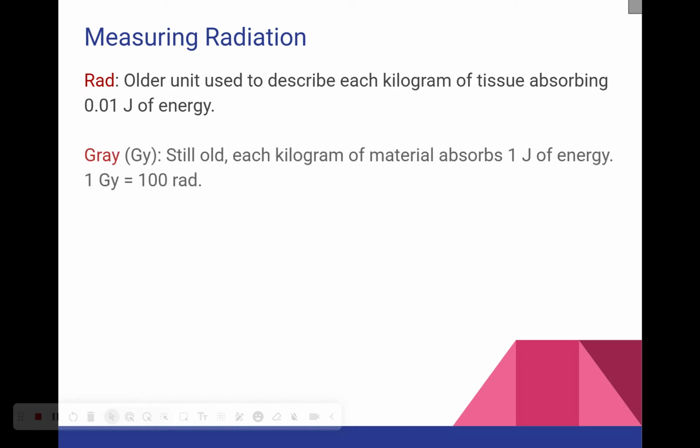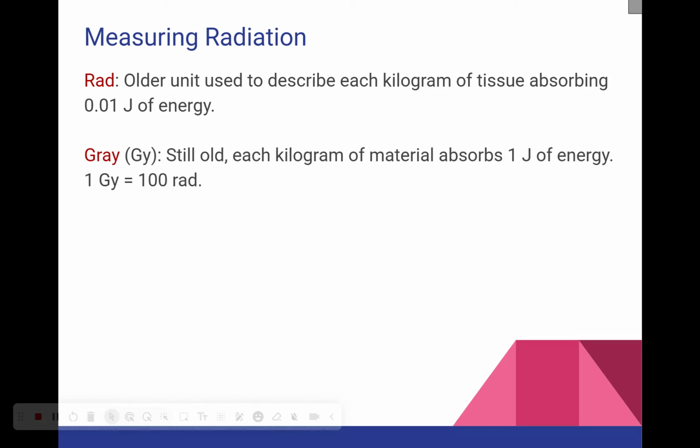So they switched it up to something called grays. In grays of radiation, it's still the same sort of method, but now it's 1 kilogram of your tissue absorbing a full joule. That means that really 1 gray is just equal to 100 rads.